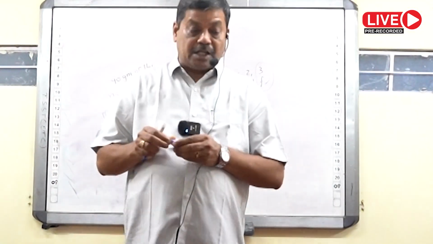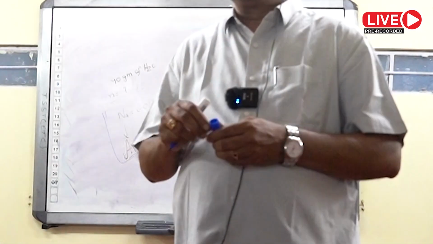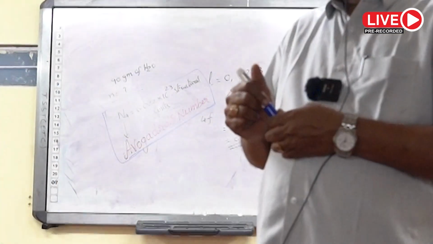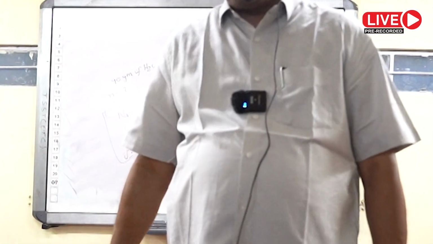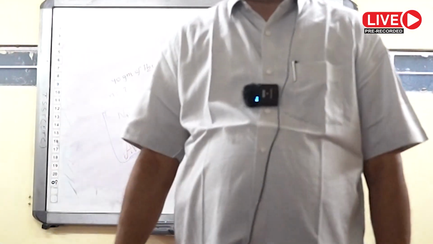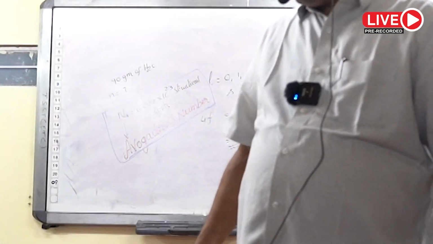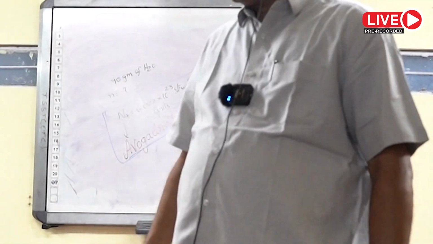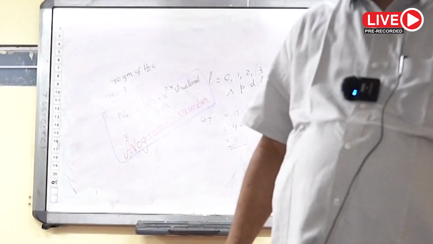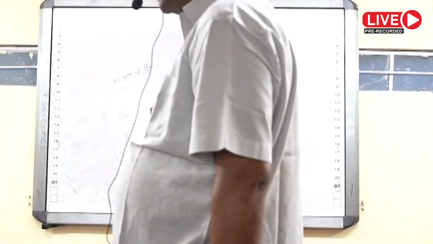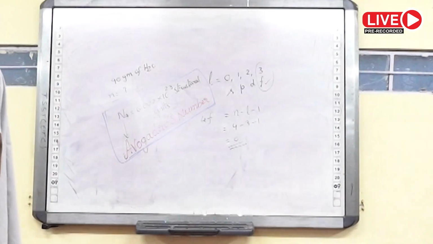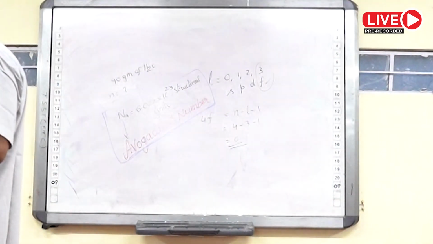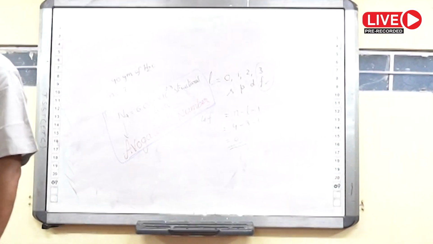So what are these structural units? Suppose I measured 1 mole of helium. Helium is an inert gas. It does not contain molecules. Helium is an inert gas, monoatomic.